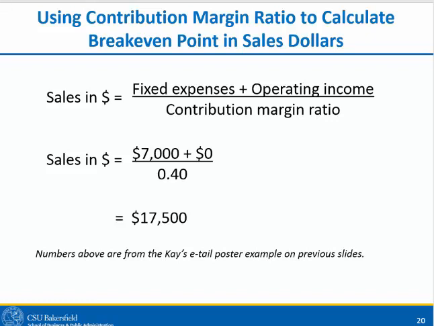So one method you can do is you can always use a contribution margin ratio. You can divide the quantity of fixed expenses plus operating income by contribution margin ratio. So in this case, you started with the $7,000 fixed expenses plus 0, which is operating income.